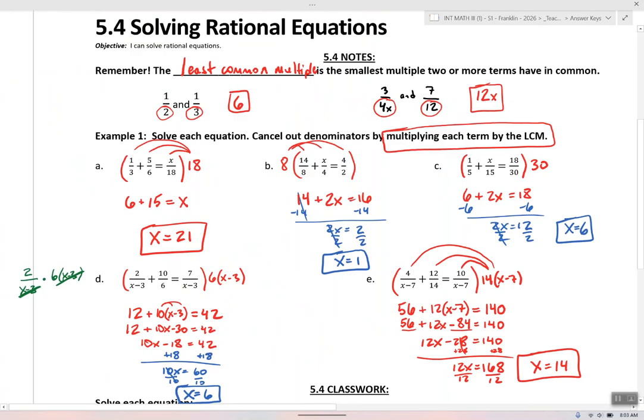If you have fractions to deal with in your equations, just multiply all the terms by the least common denominator. To cancel out those denominators, make your fractions into whole numbers or complete terms, and then solve.